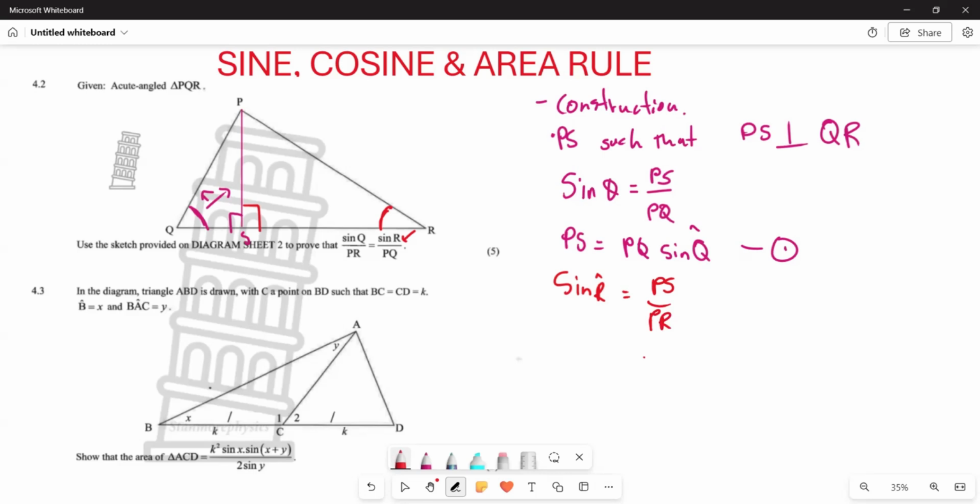Okay. And what is it that I want to do now from here? I want to make my PS the subject of the formula, right? So if I want to make my PS also in this one the subject of the formula, what is it that I'm going to do?